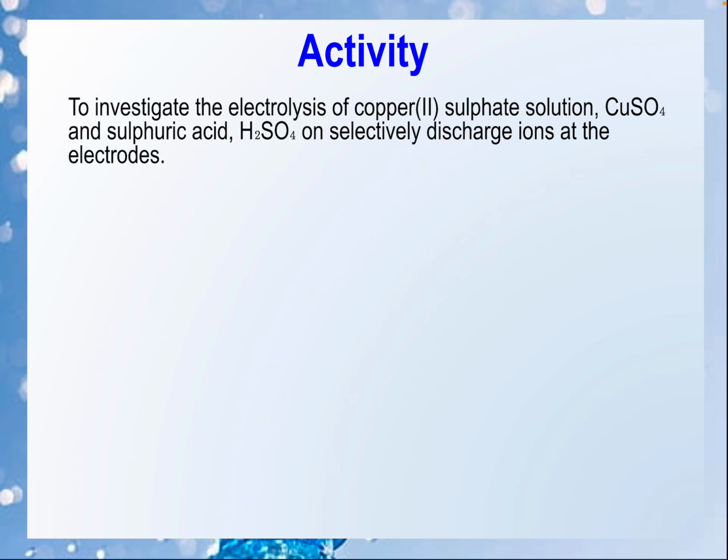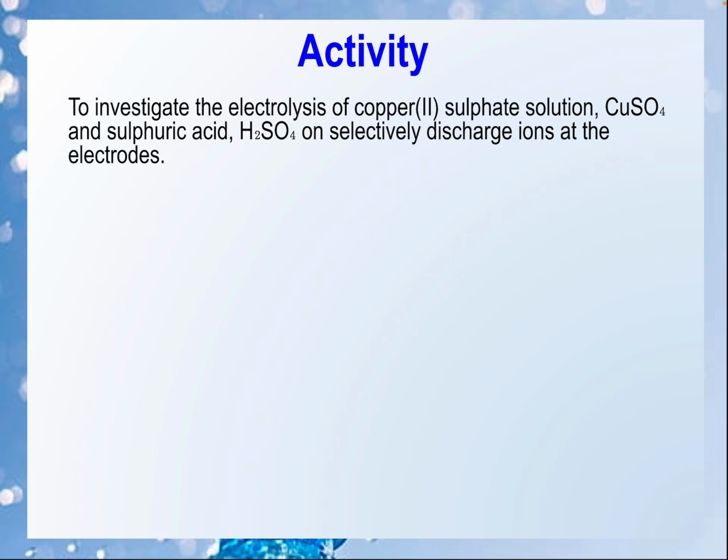So, kita nak investigate electrolysis of copper sulfate solution. So, awak kena ingatlah copper sulfate solution tadi ions apa yang ada. Okay. And sulfuric acid on selectively discharged ion at the electrode. Maksudnya macam mana dia pilih ions pada electrode anode dan cathode.